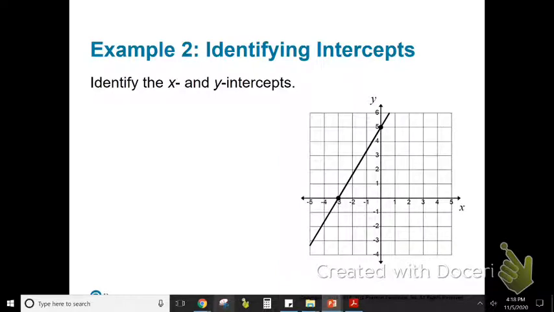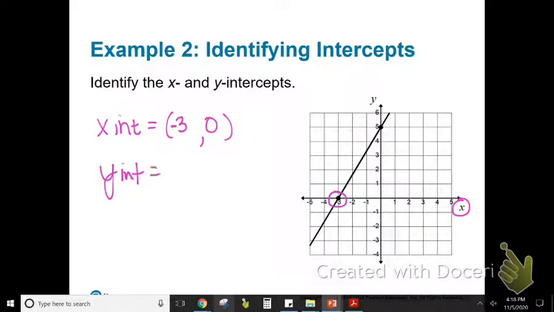So example 2 here says let's identify these intercepts. Identify the x and y intercepts. So look at your x-axis, and there's your x-intercept. So for our x-intercept, it's the x-intercept, so x gets the number, it's a -3, and we let y equal 0. Then let's go find that y-intercept. So find your y-axis, there's that y-intercept, because it's the y-intercept. Y is going to get that number, and we let x equal 0.